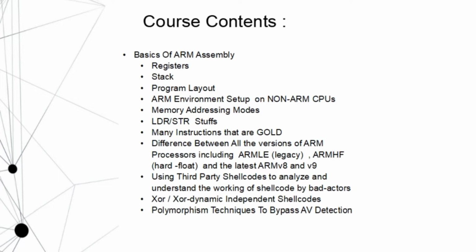Load store techniques, memory addressing techniques, and the special instructions which make ARM assembly unique are also introduced in Module 1. Upon moving to Module 2, we will get to know some concepts and some analysis of third-party shellcodes which are used by bad actors in ARM exploitation, so that you get real-life training of what exploitation actually looks like on ARM architectures. XOR encoder decoder, XOR dynamic encoder decoder, and independent shellcodes concepts will be introduced in Module 2. Polymorphism techniques will also be introduced in Module 2 to bypass antivirus detections.